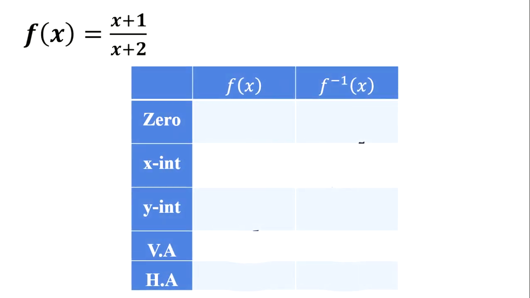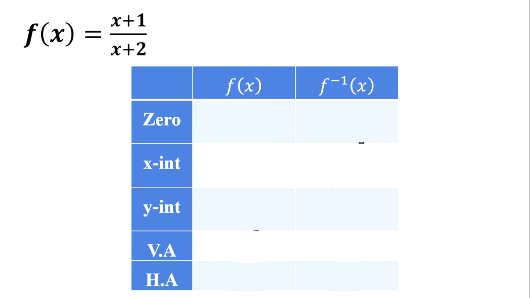Another example, we have here the rational function. We need to identify the zeros, x-intercept, y-intercept, and its asymptotes. Later on, I will not use the sign table because I will use Desmos to graph this. But if you're going to solve this and show the complete solution, of course, you need to have the sign table for the inverse function and also for the function itself.